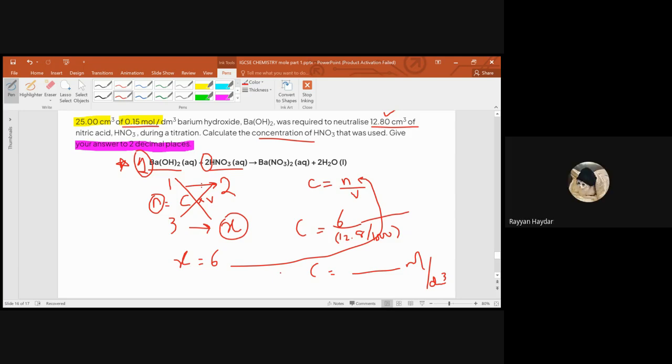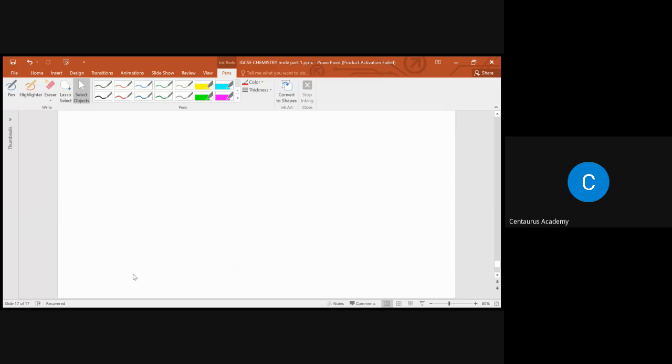It is always a good way to write your final answers up to 2 decimal places or up to 3 significant figures for whatever molar calculations or any other calculations you are doing in chemistry. Also, look into the instructions which are given to you by the examiner. If the examiner gives you particular specific instructions, then follow them.